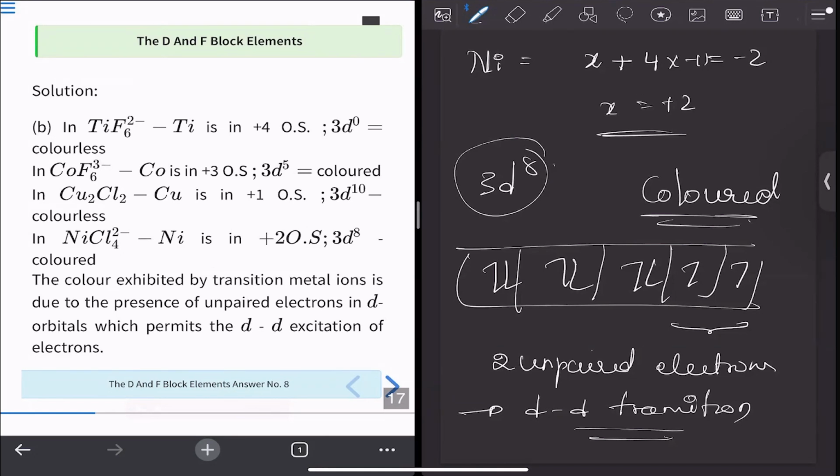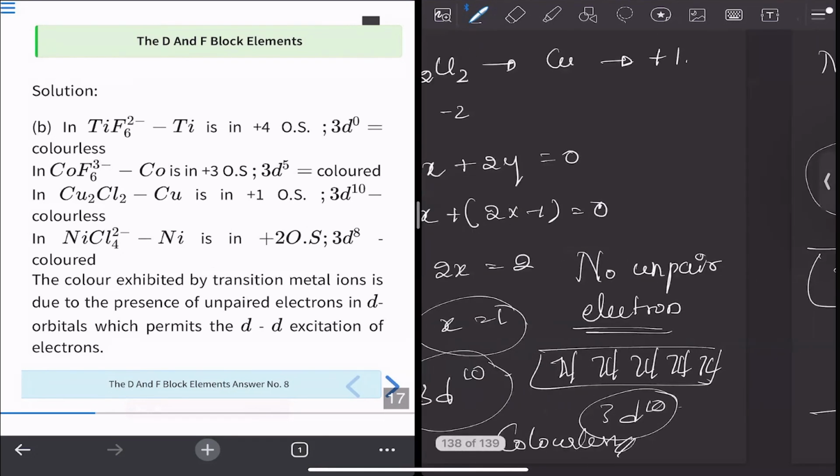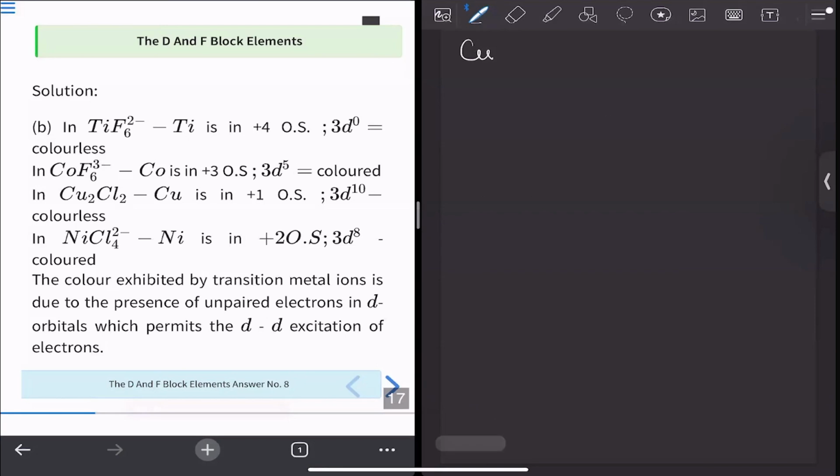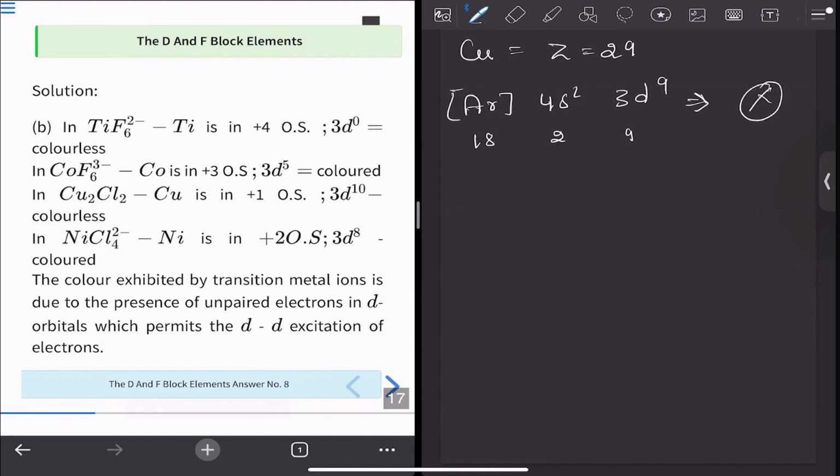You can ask why Cu2Cl2 is colorless, so I will explain about copper now. You know that for copper, Z is equal to 29. So argon is 18, 4s2 and 3d9. As per the general rule, it should be like this. But in copper, the configuration is not like this. The configuration is 4s1 and 3d10.